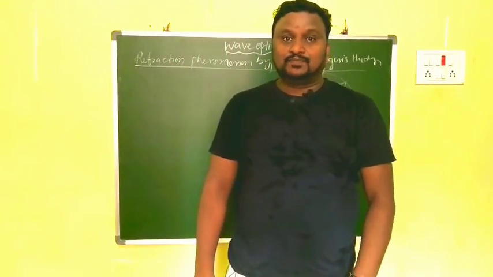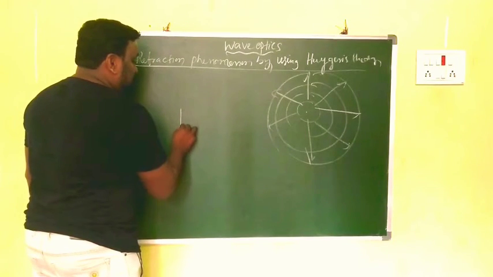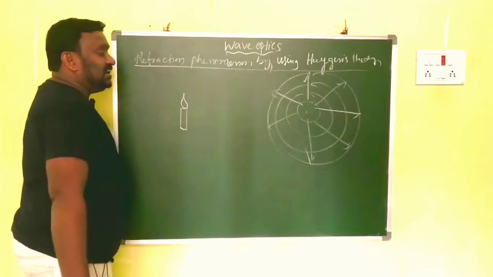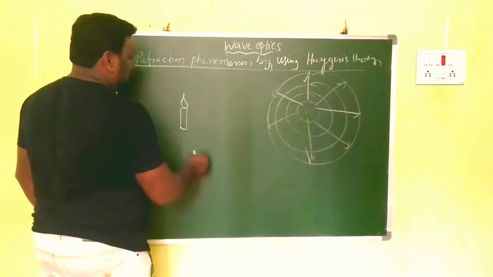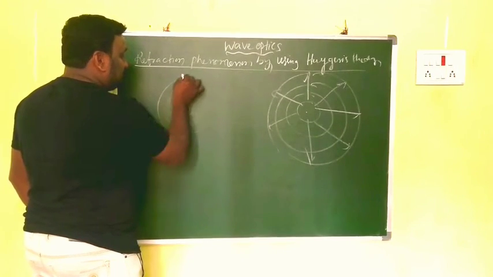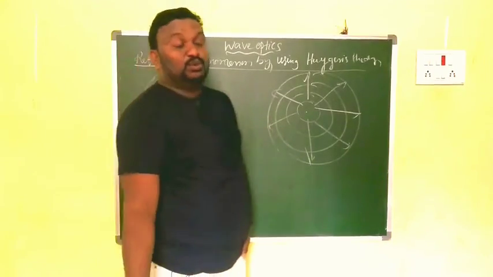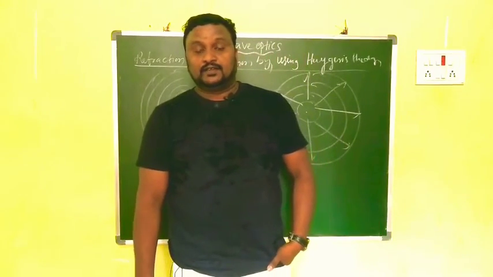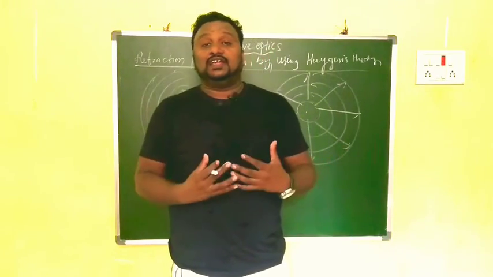In the same manner, if you take a source of light, for example here I am taking a candle as the source, the source emits light. Then the light spreads and moves in the form of a spherical wavefront. Clear?